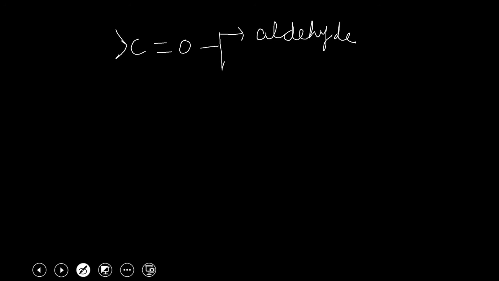As I told you, CHO, always remember carbonyl group. Children, this is a carbonyl group. So carbonyl group is present and you will find this carbonyl group in aldehyde. You will find this carbonyl group in ketones also. And you will find this carbonyl group in the carboxylic acid also.